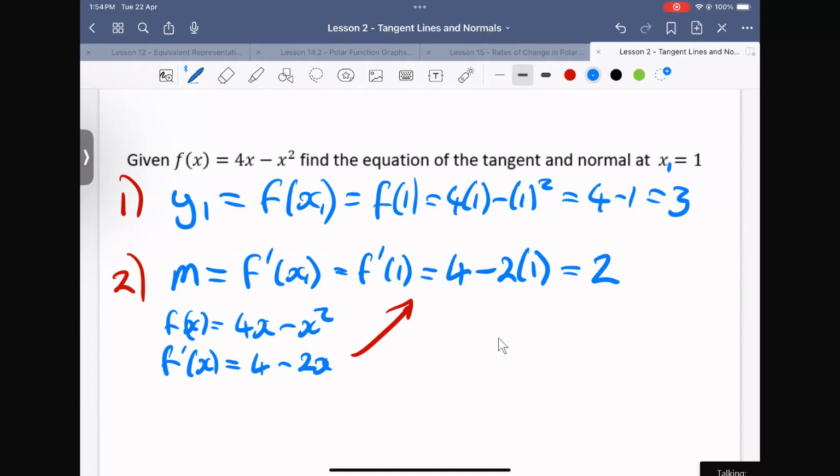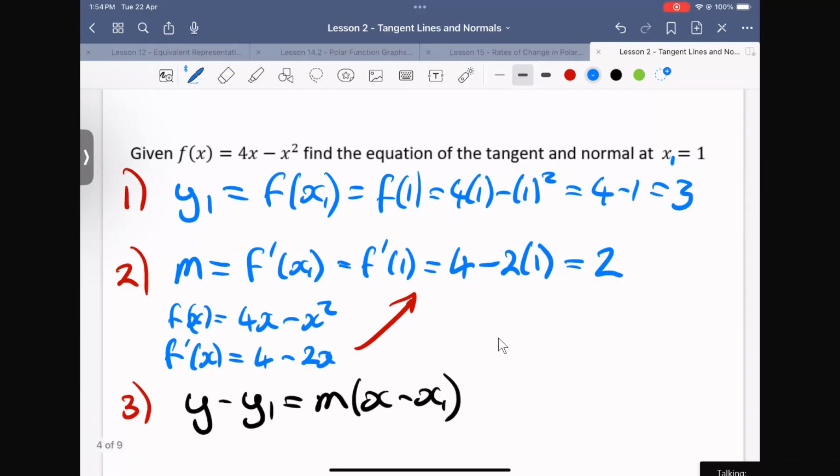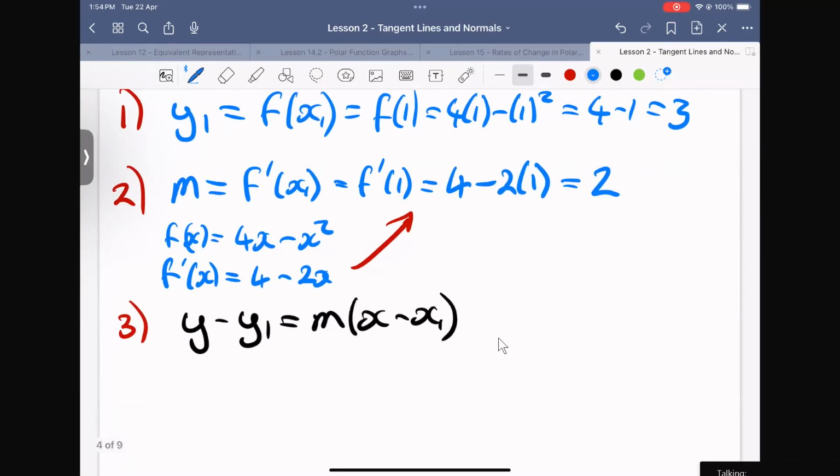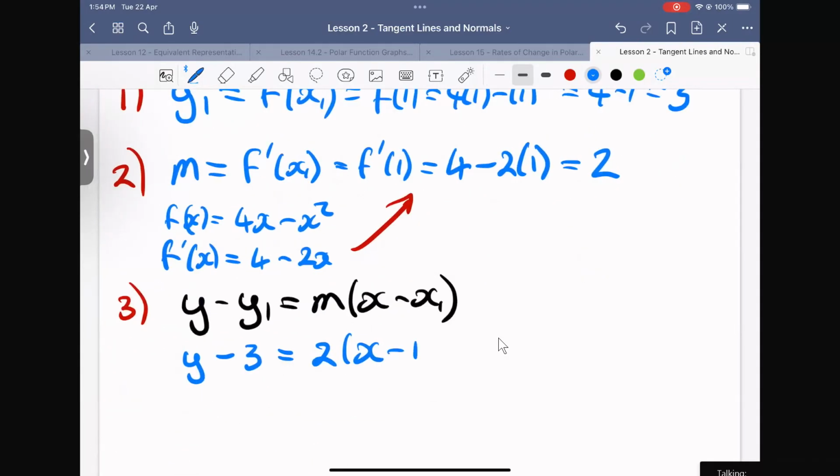So there's our gradient. Lastly, we can build our tangent line, which is using the formula y minus y1 equals m bracket x minus x1. Putting our pieces in, we've got y minus y1, which is 3, m, which is 2, x minus x1, which is 1. This is the gradient of our tangent.